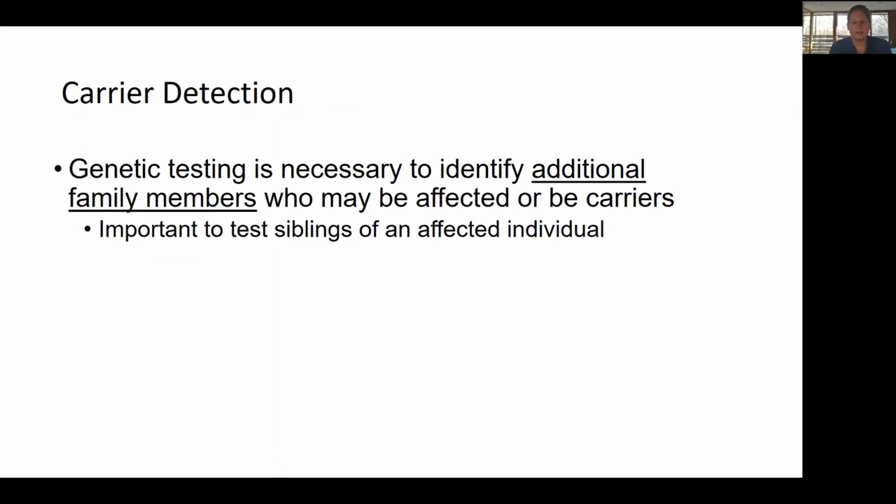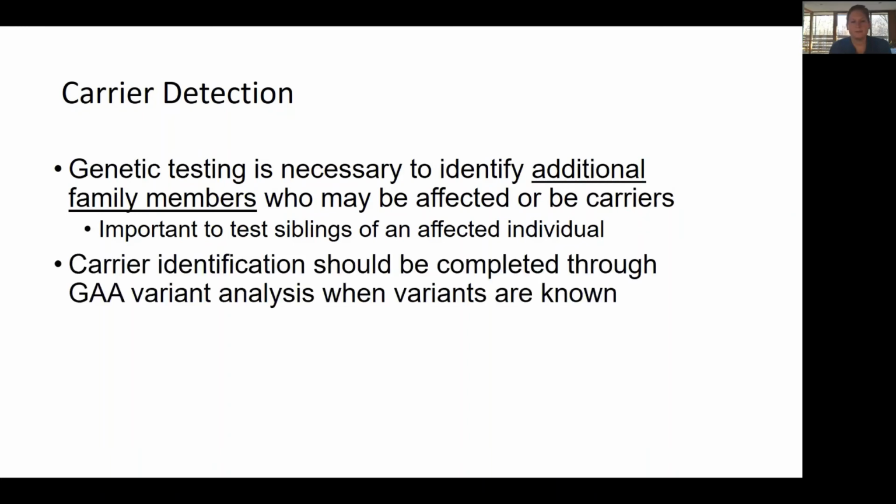Carrier detection is another piece of genetic testing or genetic counseling. And it really is important to identify additional family members who may be affected or may be carriers. And this is especially important to test siblings of an affected individual. It can be completed through GAA variant analysis when the variants are known.